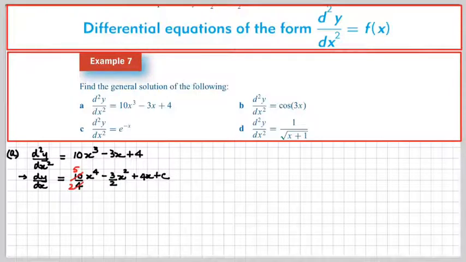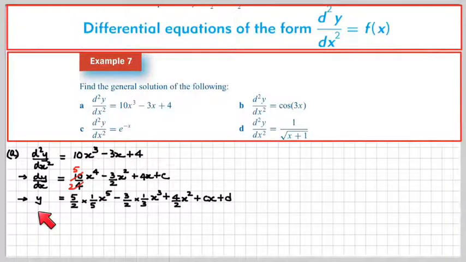Now we'll anti-differentiate again. Be careful, it's getting a little bit complicated. y is going to be 5 over 2 times 1/5 of x to the 5. This 3 over 2 was already there with a minus in front of it. Now that'll be 1/3 x cubed, and that 4 was already there, and that gets us a half of x squared, plus cx, plus another constant of integration, which we're going to call d.